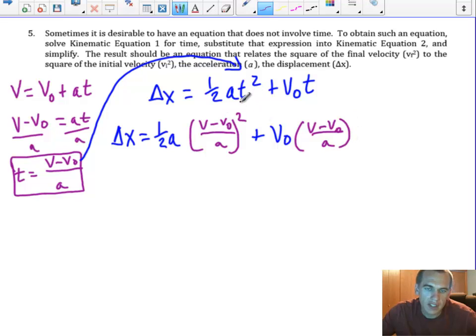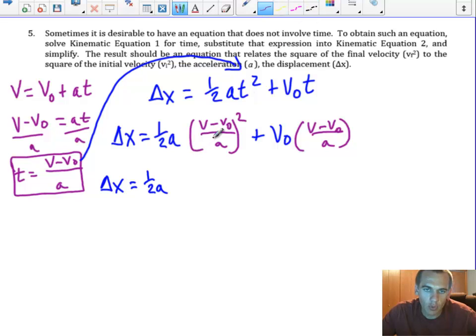Okay, so all I've done is I've replaced the t with this equation that represents t. Now we're going to go ahead and simplify by squaring stuff out, distributing things across. Okay, so delta x hasn't changed. 1/2 a, not going to do anything with that yet because this parenthesis has got a big square on it.